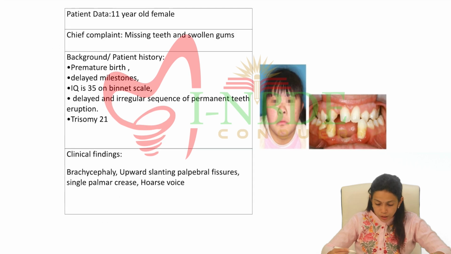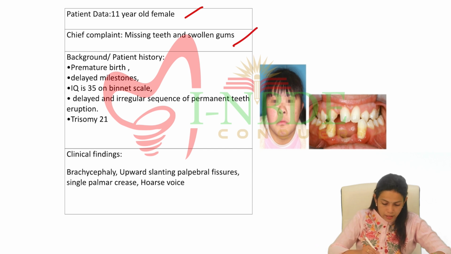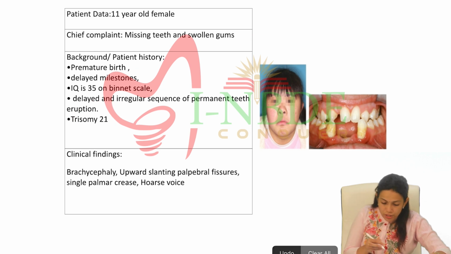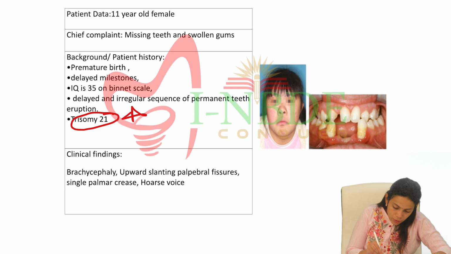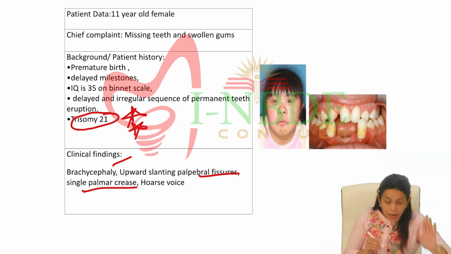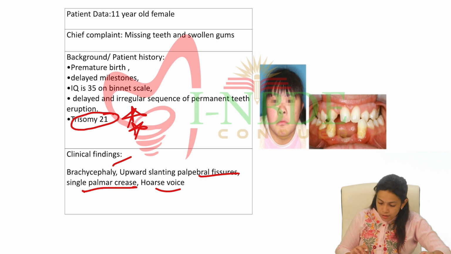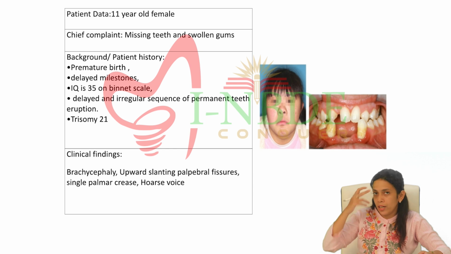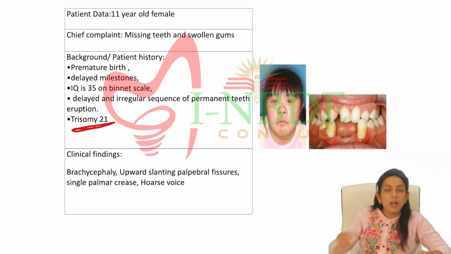Okay, good. Now the next case is an 11-year-old female, missing teeth and swollen gums, and there's premature birth, delayed milestones, IQ is 35, trisomy 21, irregular sequence is there, trisomy 21. So in the background history, a very important key point: trisomy 21. And in clinical findings, brachycephaly, slanting palpebral fissures, palmar crease, and hoarse voice. Of course, there are many other features, but the thing that we can completely focus on is nothing but our trisomy 21.